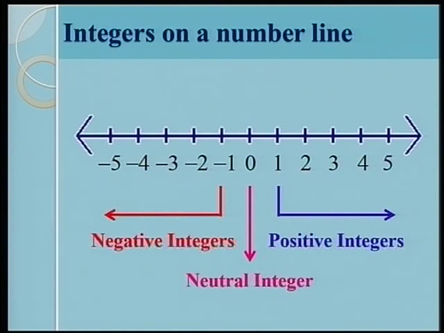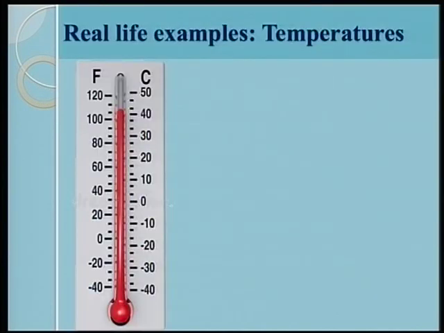You may be asking this question, students. Where do we use negative integers? Well, there are many situations and examples in our daily life where we can use negative numbers. One basic example would be thermometers. Let's have a look at this thermometer.